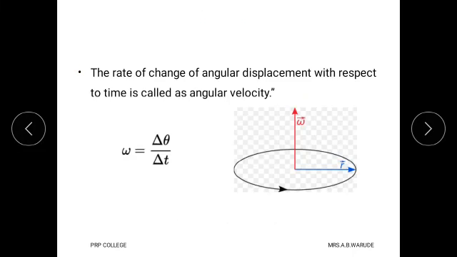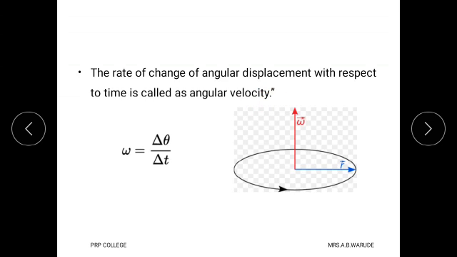First, observe this diagram. Here, the particle is performing angular motion. This arrow denotes the direction of motion of that particle. Here, r is the radius vector. When the particle is moving in a clockwise or anti-clockwise direction, the ratio of change of angular displacement with respect to time is called angular velocity.